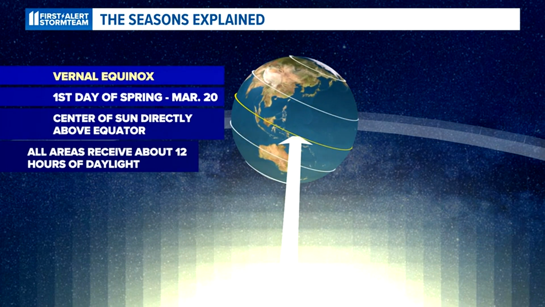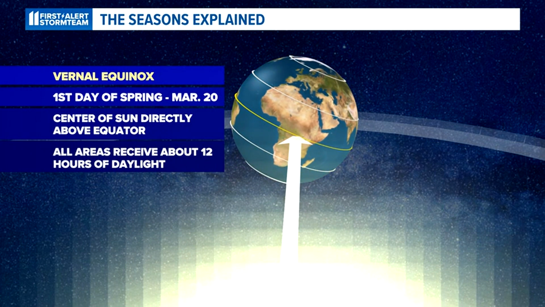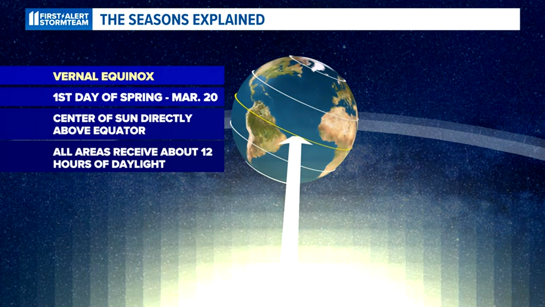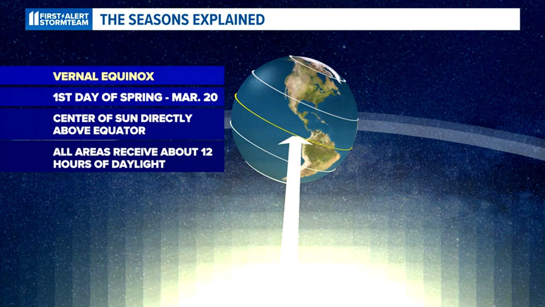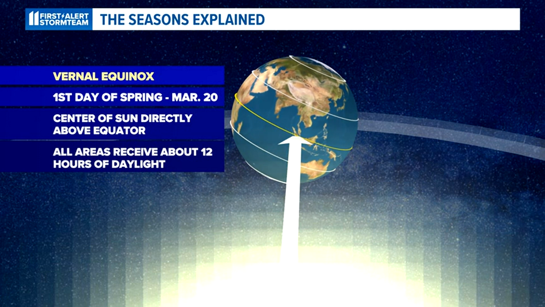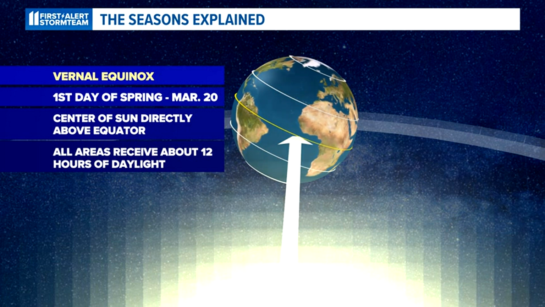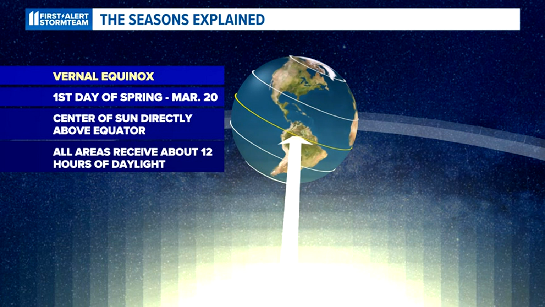So the spring equinox is technically known as the vernal equinox. It's the first day of spring, which occurs usually around March 20th. And the center of the sun is directly above the equator, and all areas receive about 12 hours of equal daylight and nighttime. But what's important to remember is that Earth doesn't point straight up and down. It's actually tilted on an axis of 23.5 degrees.